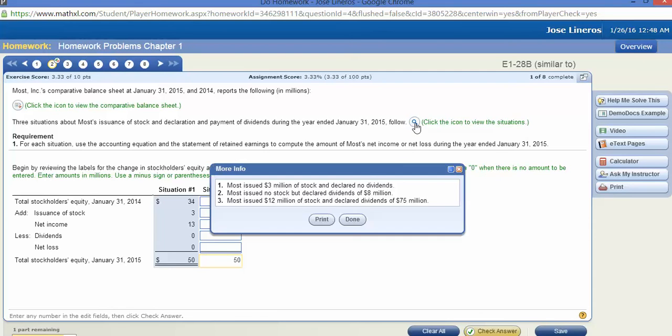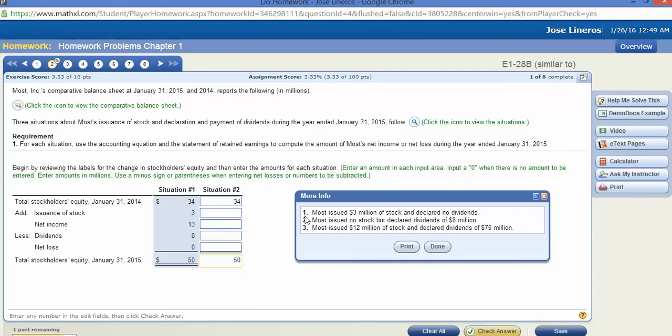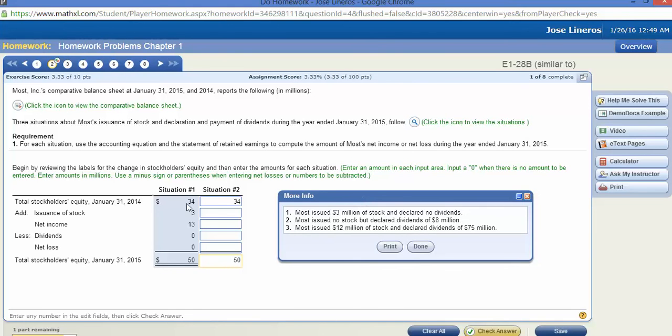So now we come over here. See here you say on 1, you can see where they issued 3 million and declared no dividends. It's important when you're doing this type of homework, if the answer is 0, you have to put 0. Don't just leave it blank, or it'll come back and say, hey, you're not doing it right. So number 2 says they issued no stock, so we know this is 0. We don't know whether it's net income or net loss yet. We're going to get to that. That's what we're backing into by filling all this in. And then we declared dividends of $8 million. So $8 million of dividend.